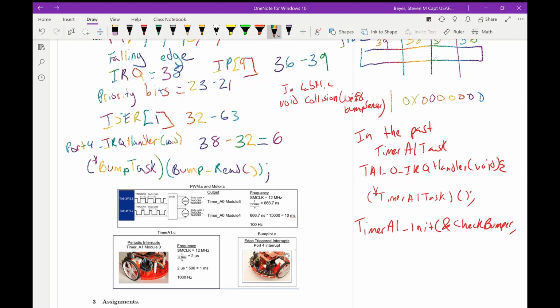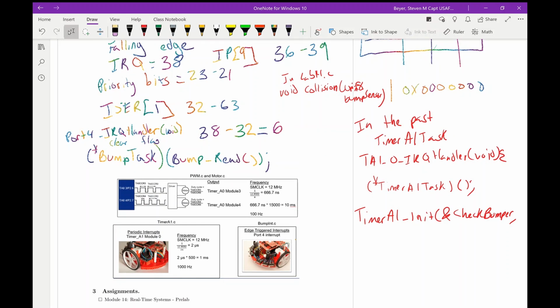First thing we have to do is clear the flag, which we saw previously, and then we're going to call our bump task, which is going to be the collision, and we're going to pass in the results of bump read, which is going to give us our values of the bump sensors. Hopefully that makes sense. You'll see pretty good comments in the code, the starter code. Make sure you grab the starter code. It's all uploaded already, so make sure you grab that.